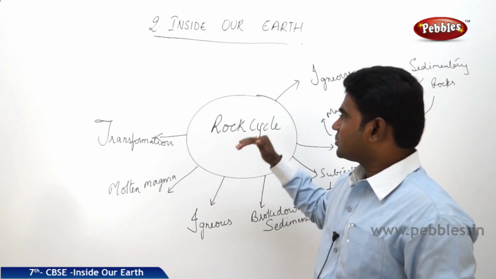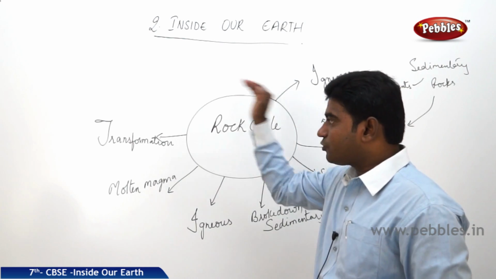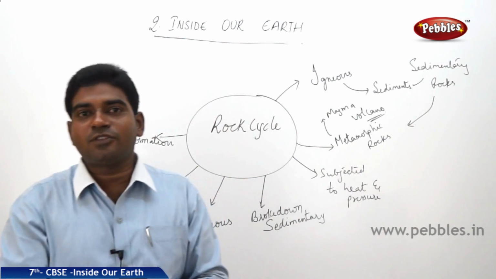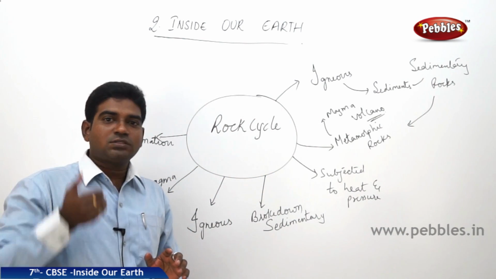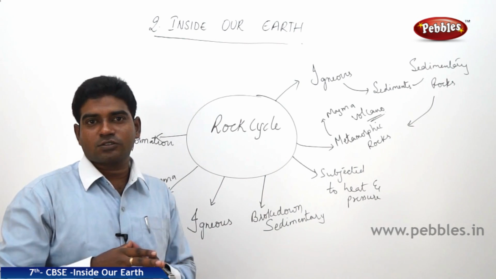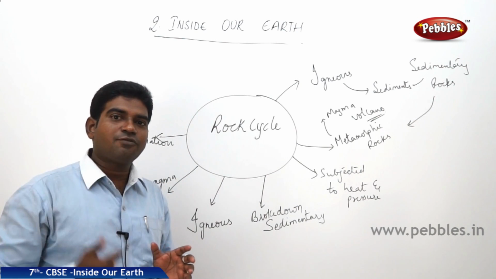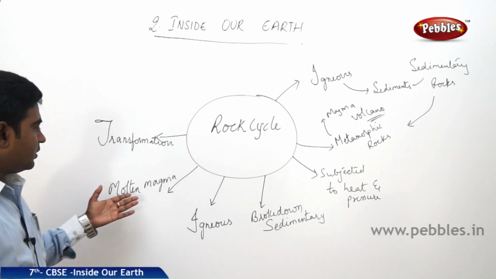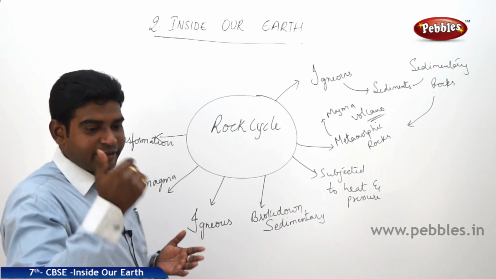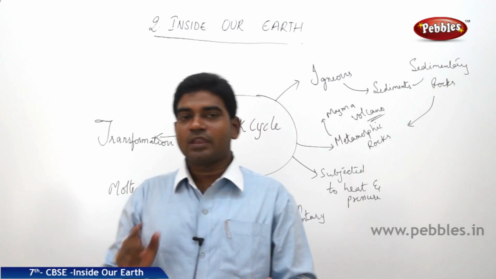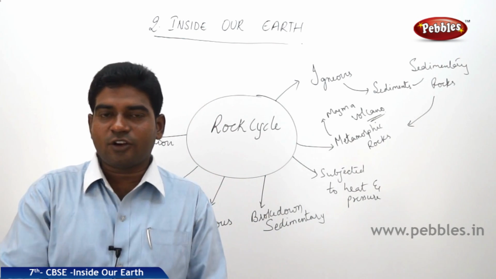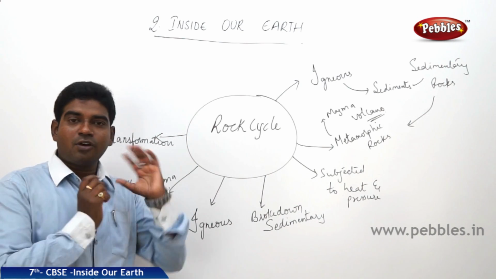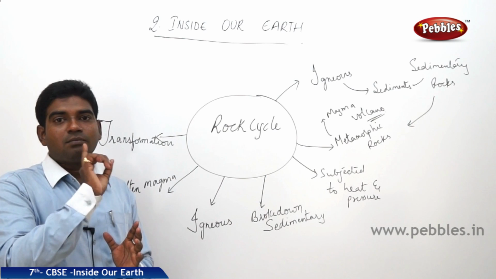Rock cycle is the word given to the transformation of rocks. One form of rock is getting transformed into another form, either igneous rocks, sedimentary rocks, or metamorphic rocks. The transformation of rocks from one form to another is called the rock cycle. Then, what is getting transformed in igneous, metamorphic, or sedimentary rocks? What is getting transformed here? The thing that is getting transformed from one form to the other is the molten magma.